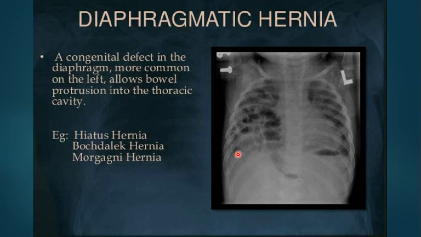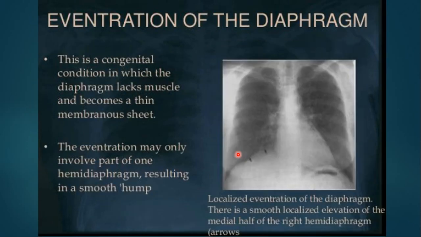For example, it can be a hiatus hernia, in which part of the stomach will pass through the esophageal opening of the diaphragm. It can also be a Bochdalek or Morgagni hernia, and we have to know the difference between the Bochdalek and the Morgagni hernia. So till now everything is okay. Do you understand anything, or do you have any questions or comments? Okay, good.